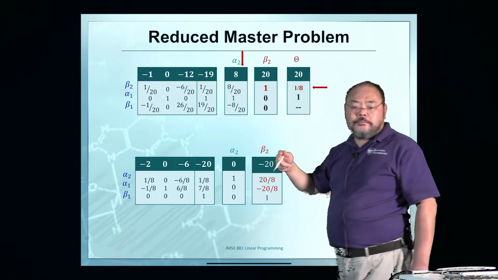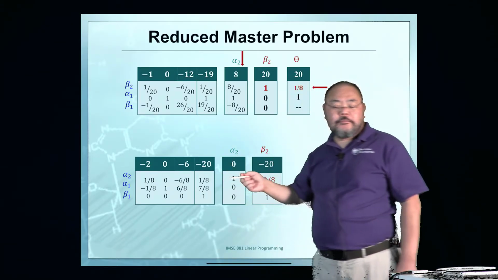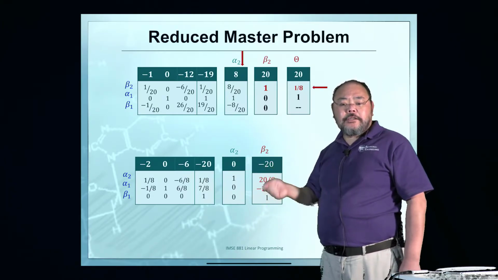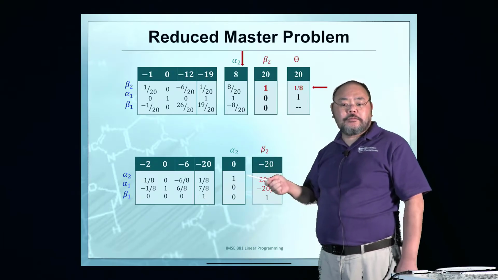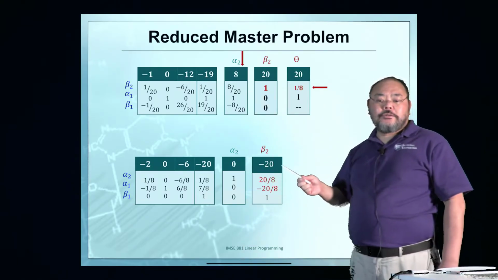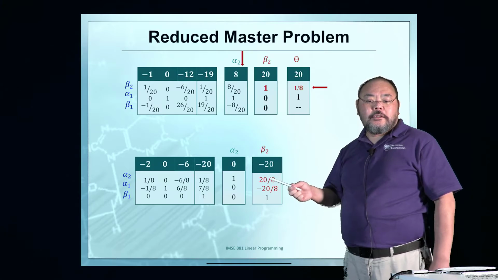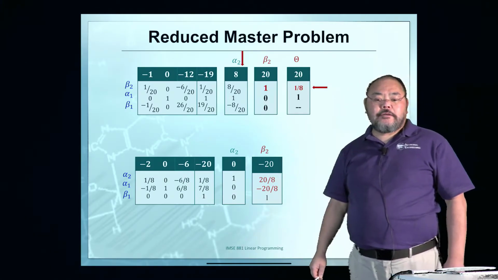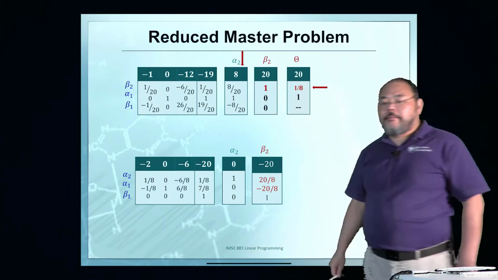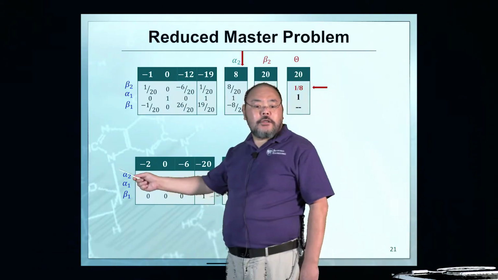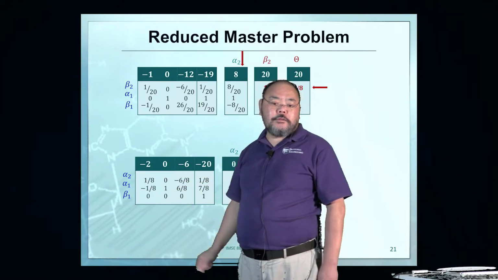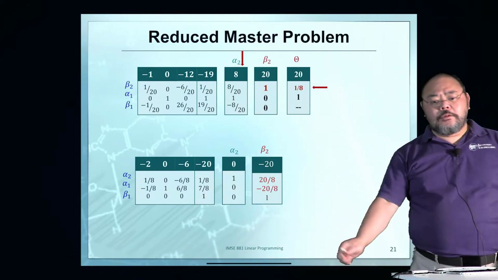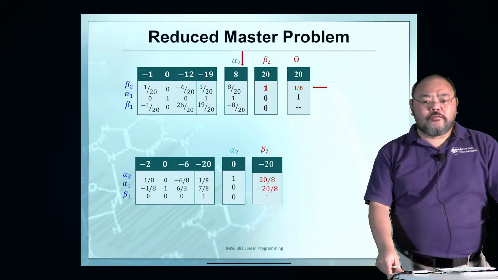And after one more pivot, alpha 2 becomes an identity column. Okay, alpha 2 becomes an identity column, and beta 2 has a value of negative 20. Okay, and this beta 2 becomes a non-basic variable again. So my current basis right now is alpha 2, alpha 1, and beta 1. And the global constraint is in the equality format.